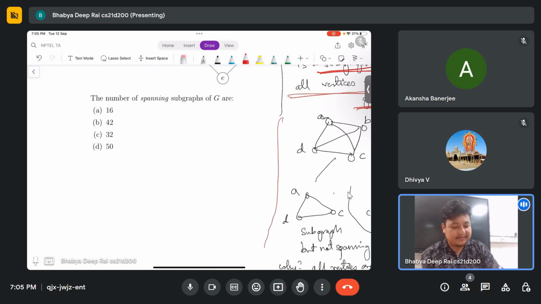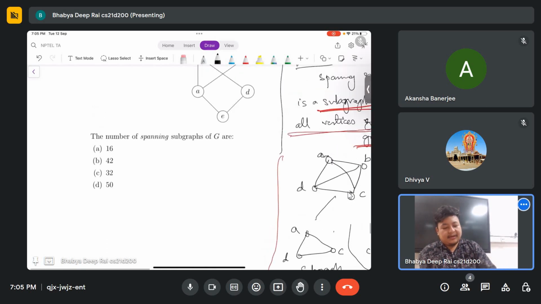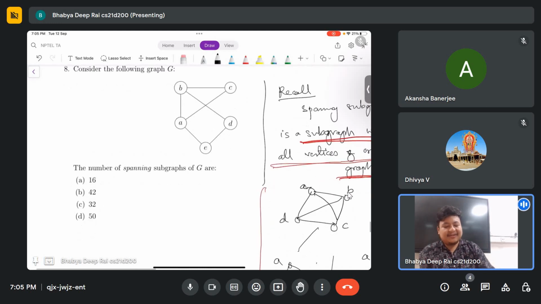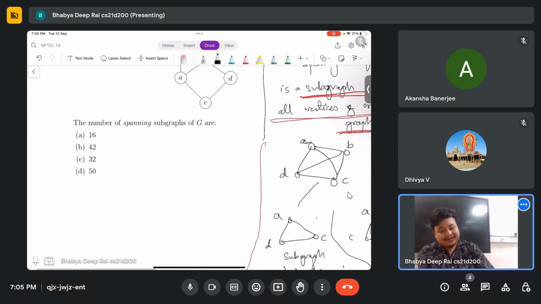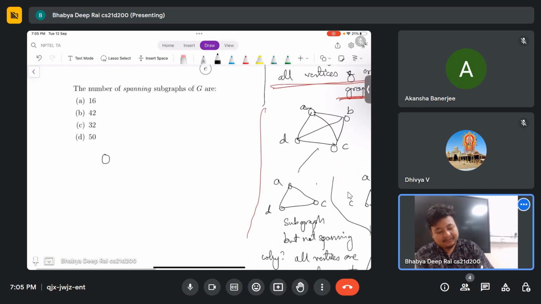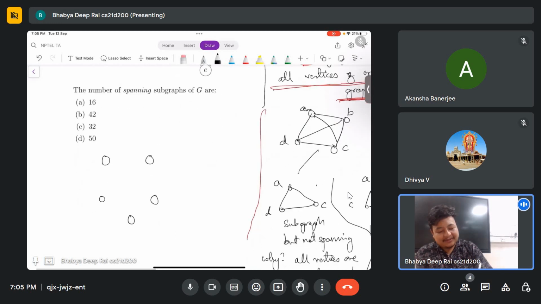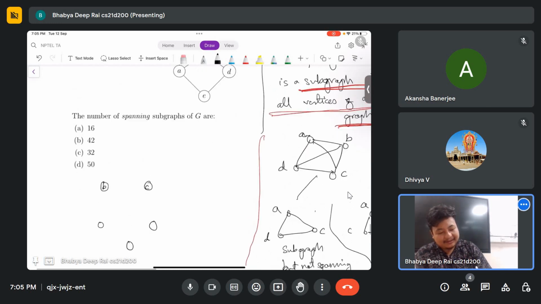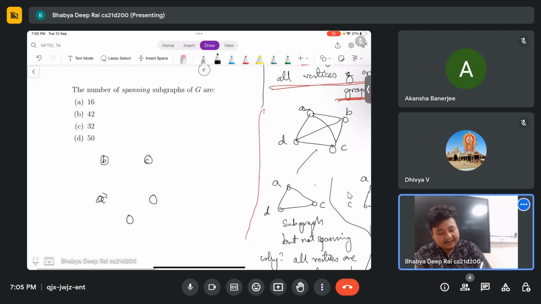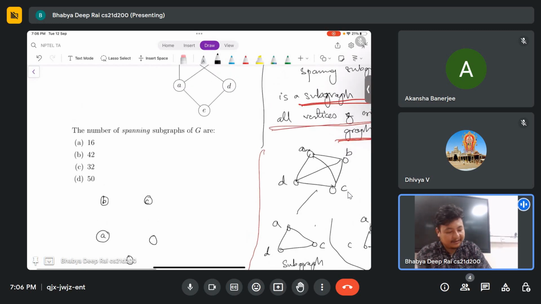Let us try to solve this. This is our original graph. So again, I tell you, a spanning subgraph is a subgraph where all the vertices need to be present. So all these vertices need to be necessarily present: B, C, A, and D, E.